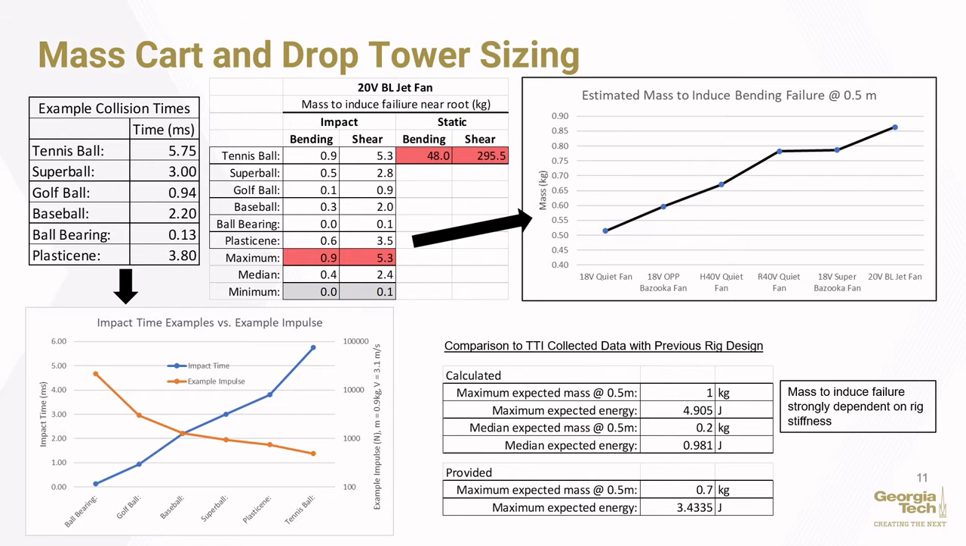In the top right is a plot that summarizes the maximum mass to induce bending failure at 0.5 meters of height. The plot at the bottom left illustrates impact times as well as a representative impulse force for each. Our maximum energy calculation turned out to be within 30% of the TTI estimate, which is strongly dependent on rig stiffness and impact time.